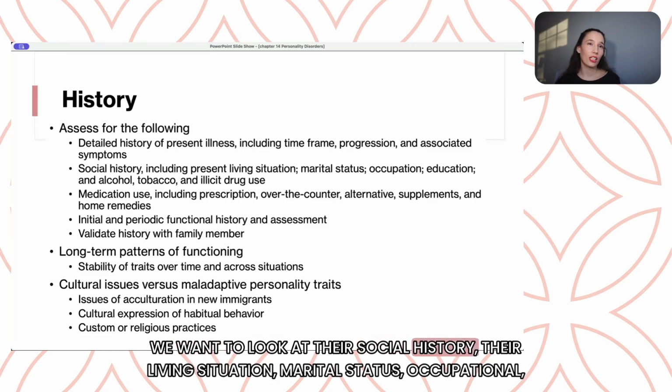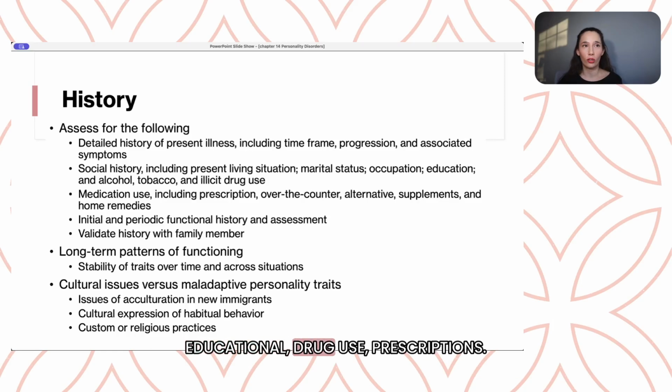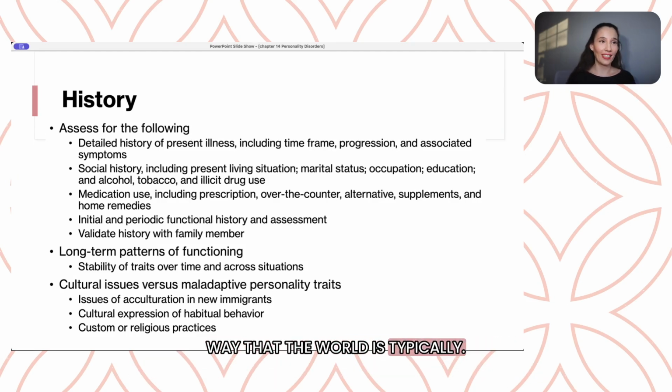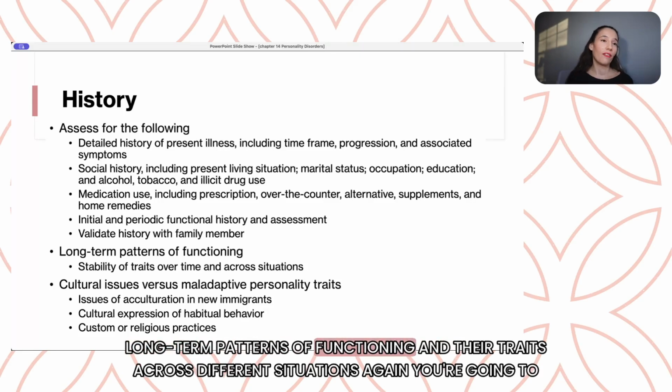We want to look at their social history, their living situation, marital status, occupational, educational, drug use, prescriptions, and validate history with a family member, because again, the way they see the world is not the actual way that the world is typically. Long-term patterns of functioning and their traits across different situations.